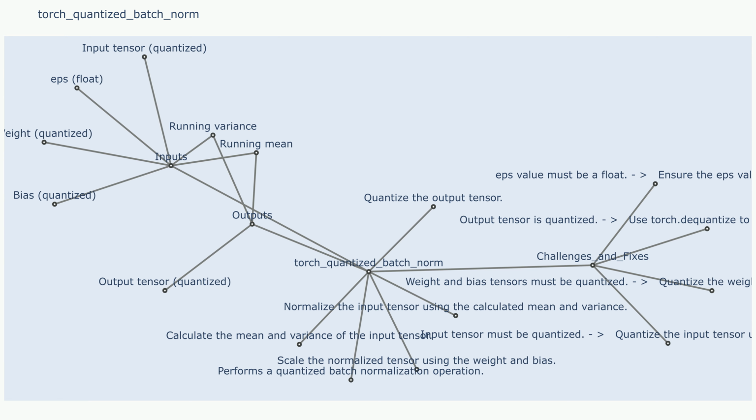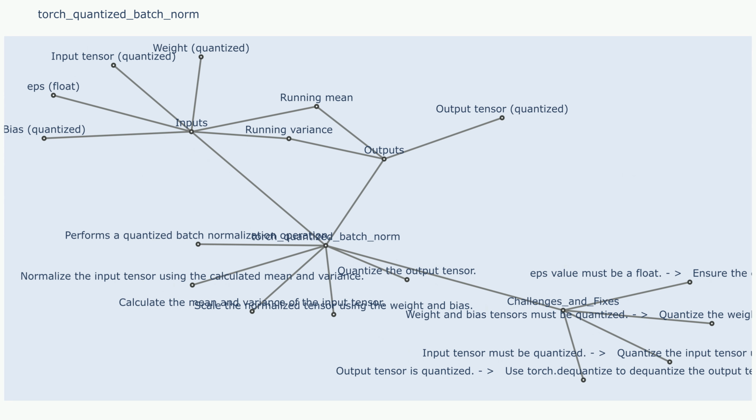Challenge 2: quantized batch normalization can be computationally expensive, especially when the input data is large. Sample use case that resulted in Challenge 2: the use of quantized batch normalization in a model with a large number of layers or a large input size.